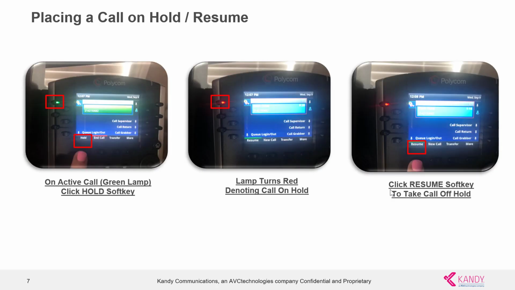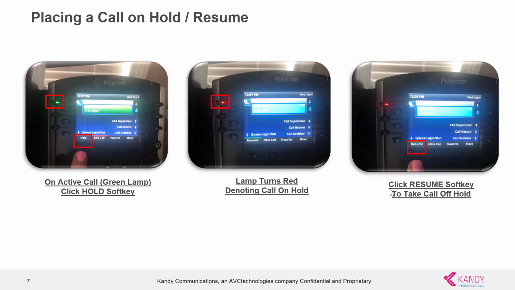You can place a call on hold. Your telephone may have a dedicated hold button. If not, the active call soft keys are across the bottom of the display. You may see a hold button there. If you press that, the active call before you press it shows green on the LED, and you can see that in the left example on my screen.